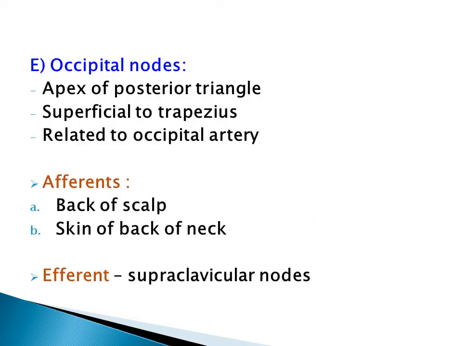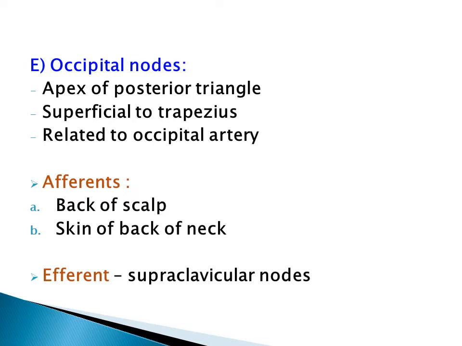Last group of nodes in the pericervical collar are the occipital nodes. Occipital nodes are located at the apex of the posterior triangle. So at the apex, which are the two muscles which meet? We have the trapezius and the sternocleidomastoid. And these occipital nodes lie superficial to the trapezius and they are related to the occipital artery.